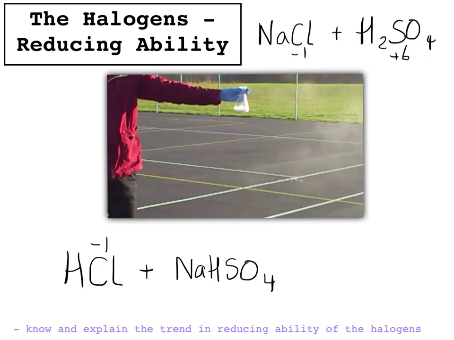If you don't know how to work out oxidation states, then have a look at my oxidation states video, and that will explain how to do that. And if you look at sulfur in the sodium hydrogen sulfate, that also has an oxidation state of +6. So this is not a redox reaction. All this is a displacement reaction. So chloride ions do not reduce the sulfur in the sulfuric acid. And that's important when we look at the trend and therefore explain the trend later.